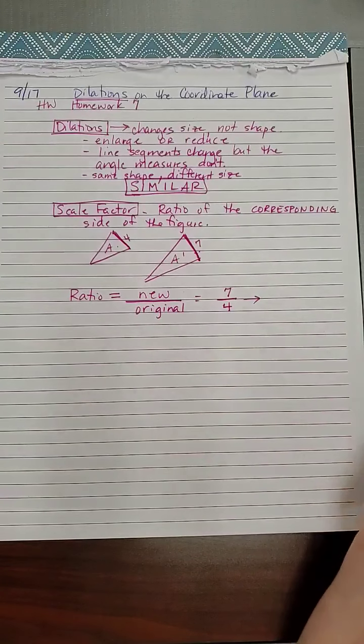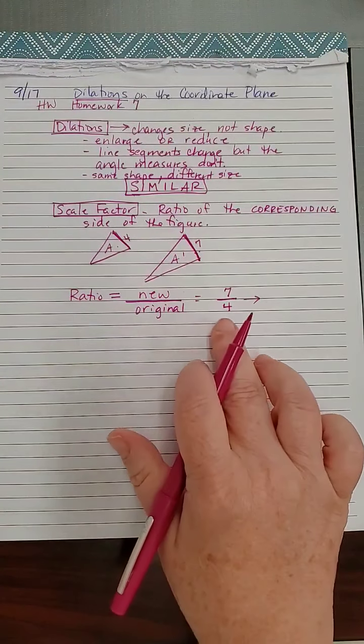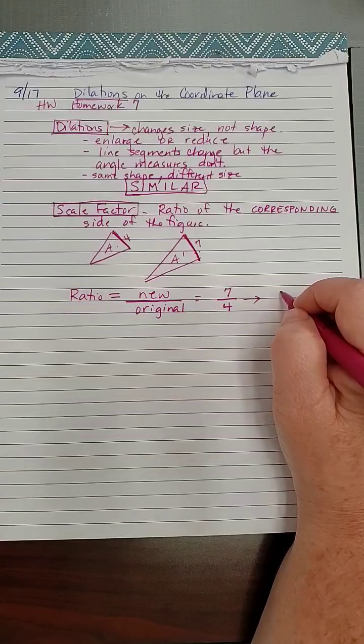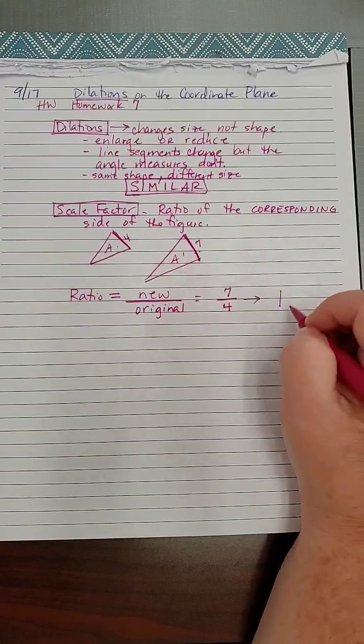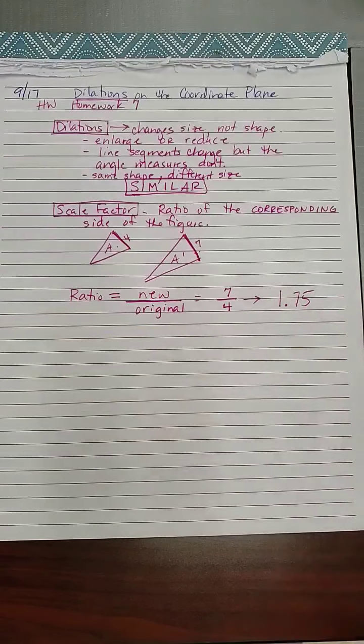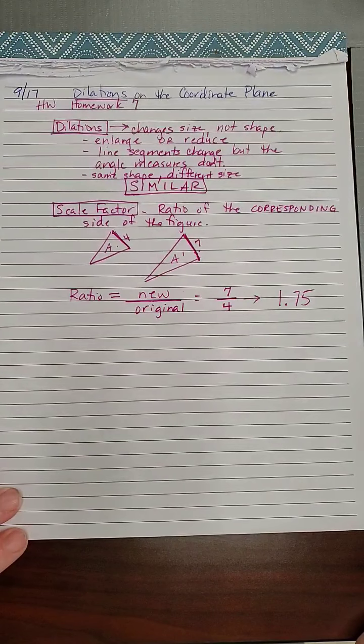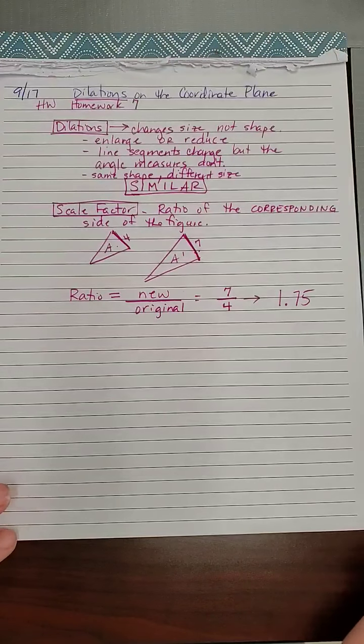If I wanted to, and I know it's an enlargement, I can convert that and say this is 1 3/4, so 1.75. It has a scale factor of 1.75. I knew that it was an enlargement because the scale factor was greater than 1.